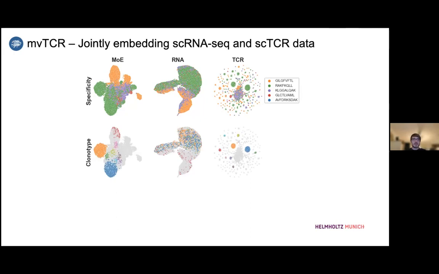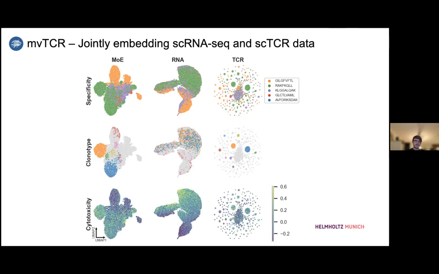Similarly, we asked whether clonotypes are conserved in our joint latent space. So clonotypes are essentially groups of T cells that have the same T cell receptor or highly similar T cell receptors. And here we're plotting essentially the most abundant clonotypes. And as you can see here, they are again nicely grouped in our joint latent space. RNA, not so much, and T cell receptor, of course, they are. So again, both pieces of information are still contained in our joint latent space.